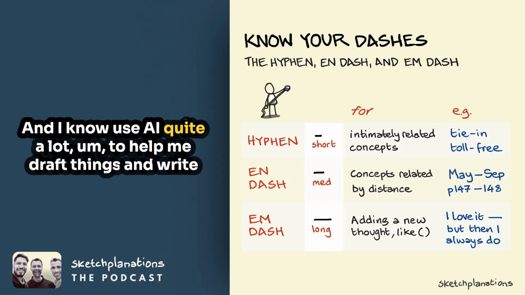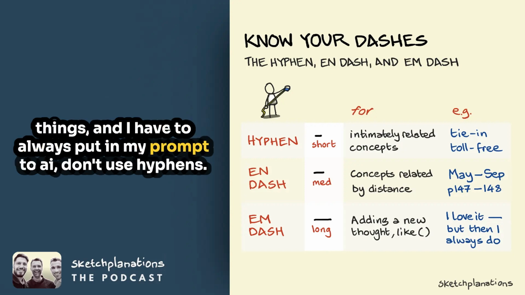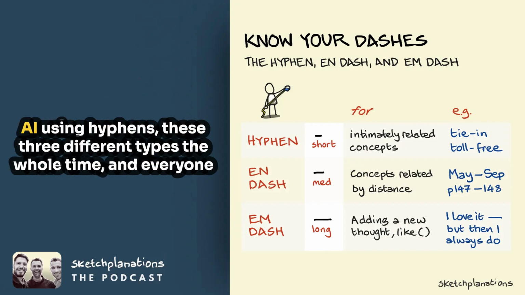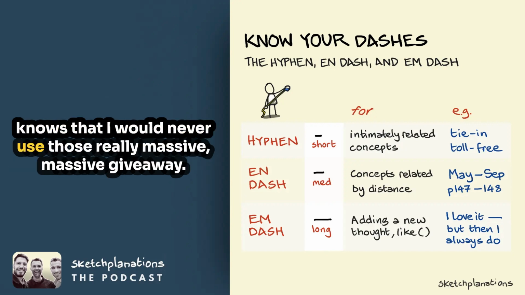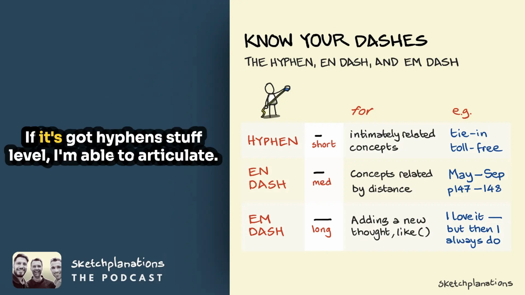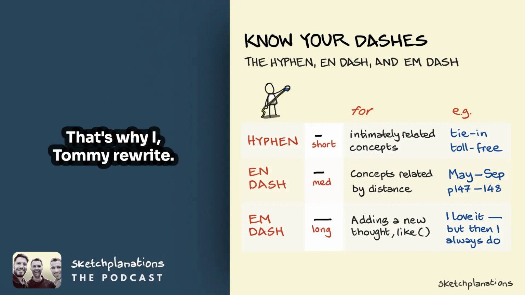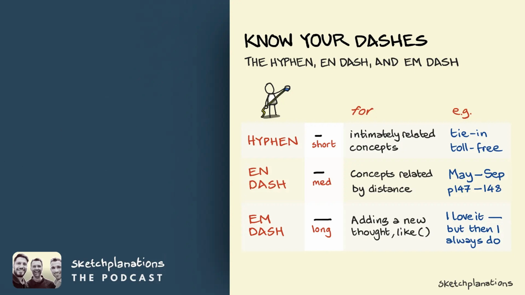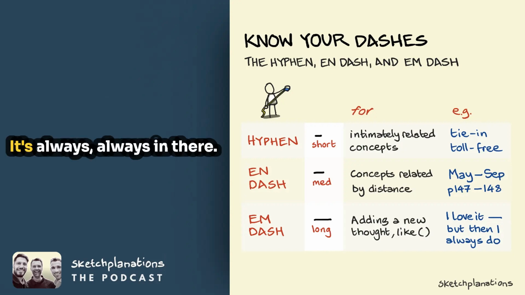And I now use AI quite a lot to help me draft things and write things. And I have to always put in my prompt to AI, don't use hyphens. Because AI loves using hyphens and these three different types the whole time. And everyone knows that I would never use those. So it really makes it obvious. It'd be a massive giveaway that it wasn't me who wrote that email if it's got hyphens and stuff like that, because that's not the sort of level of punctuation I'm able to articulate. That's so good, I have to say, Tommy. Yeah, I like that draft. Please rewrite it without the hyphens. And I even have it as one of my command prompts that's always in there.